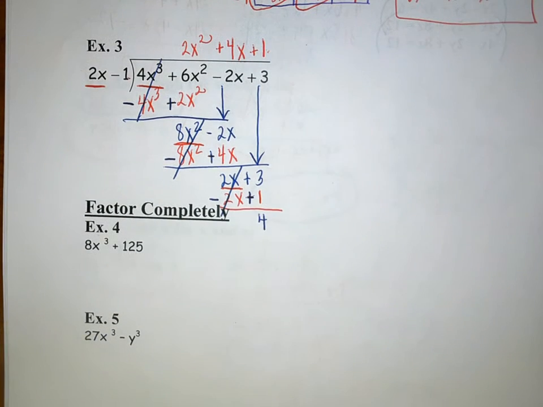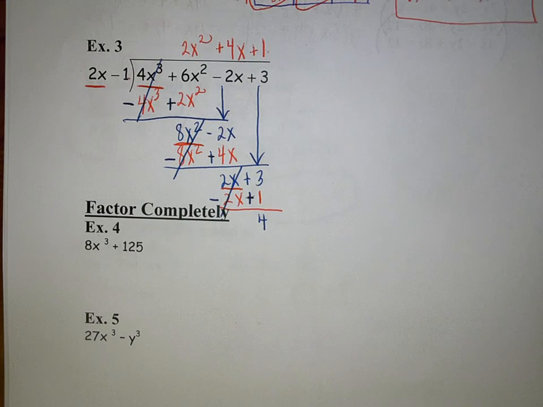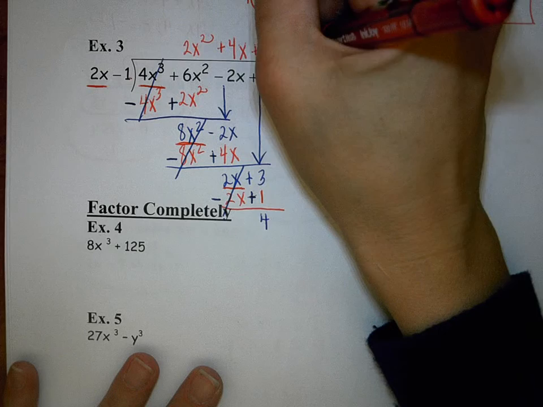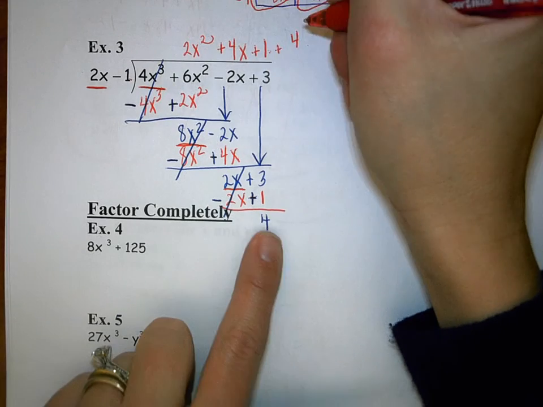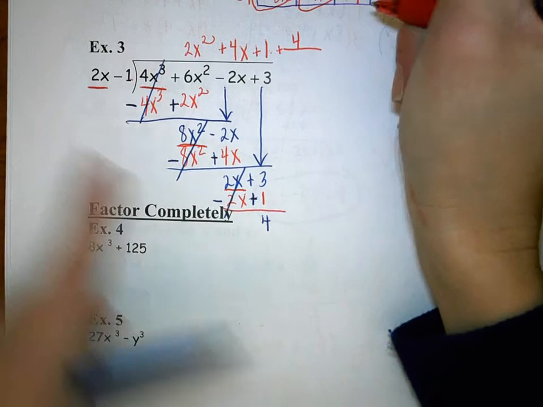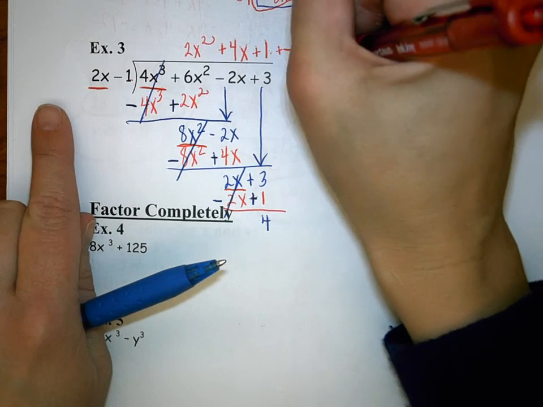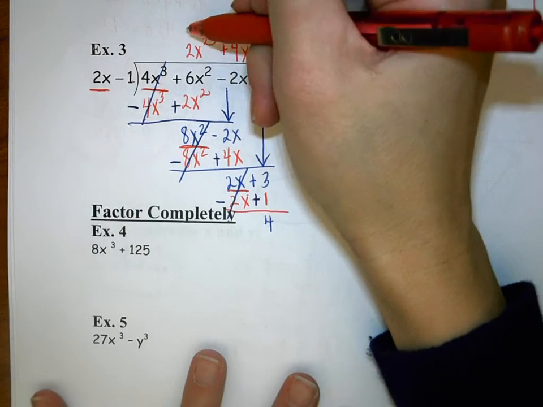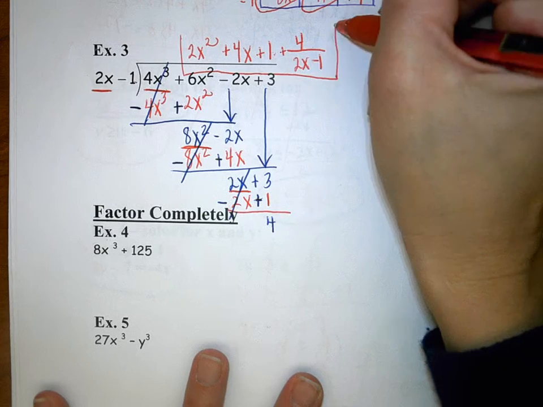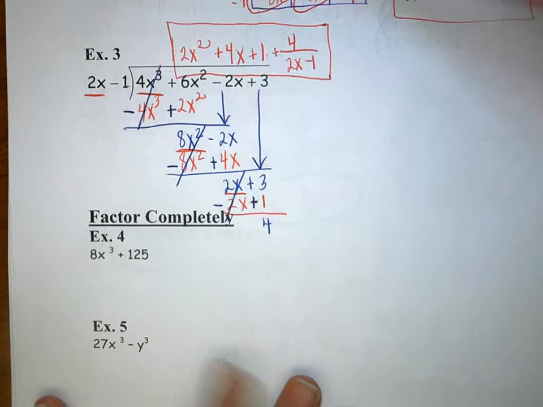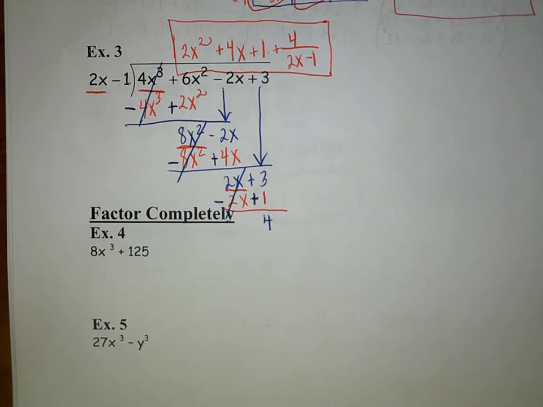How do I write what is left over? Good. Plus 4, whatever the remainder was, divided by whatever I'm dividing by, and I'm dividing by 2x minus 1. And that is my answer. Any questions? No? All right.